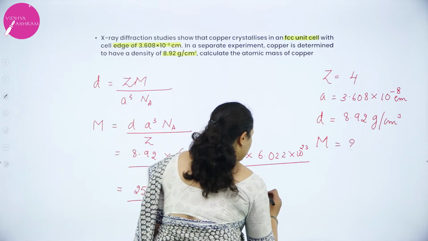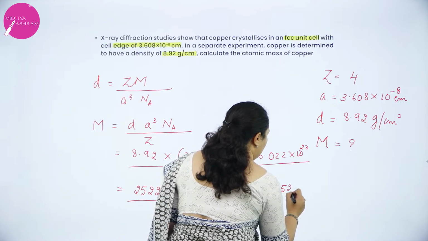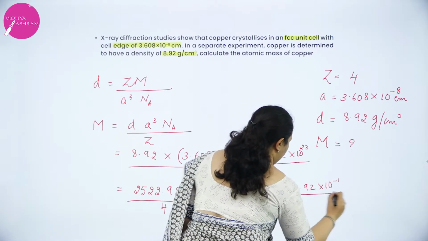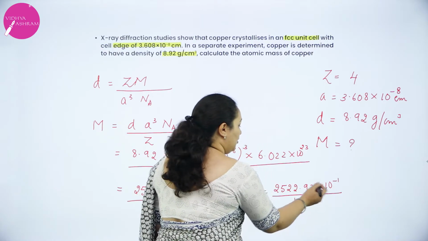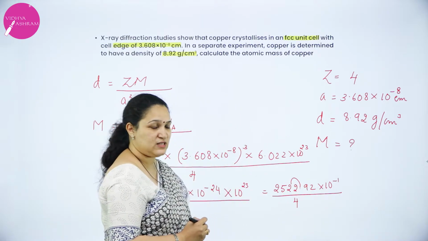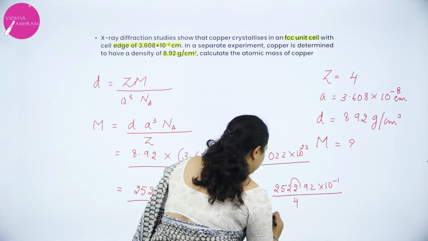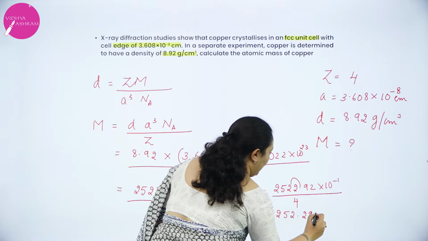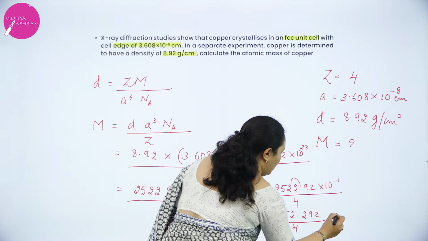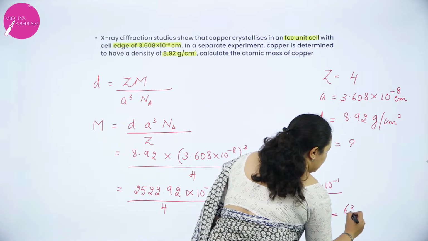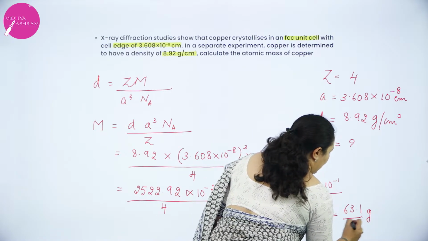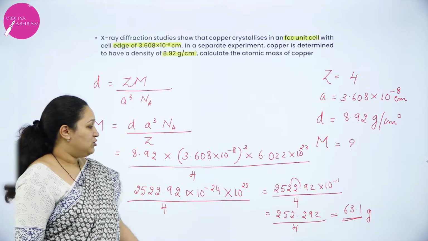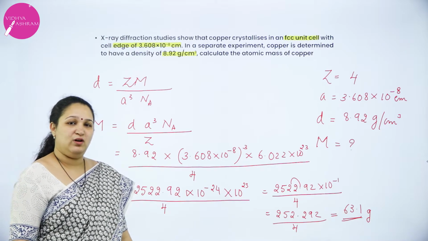So, I will write it as 0.92 into 10 to the power minus 1 divided by 4. Now to remove this power, I'll just move the decimal point by 1. I will get it as 252.292 divided by 4. If I do, I'll get it as 63.1 grams. What will I get the answer as? 63.1 grams. So this is the atomic mass of copper.